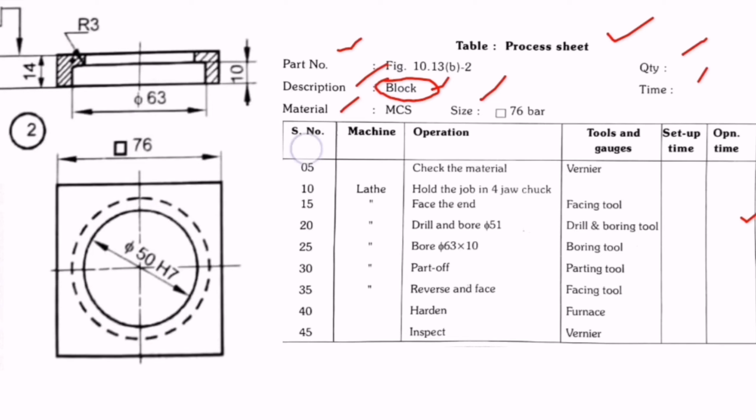After that, columns. First column is for serial number, second is for machine required, third column is for operation required, and next is tools and gauges, next is setup time and operation time. This is all about the skeleton of the process sheet. Very important, everyone should maintain this table compulsorily.